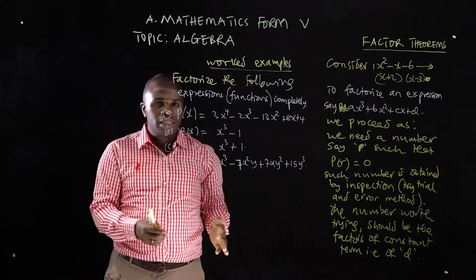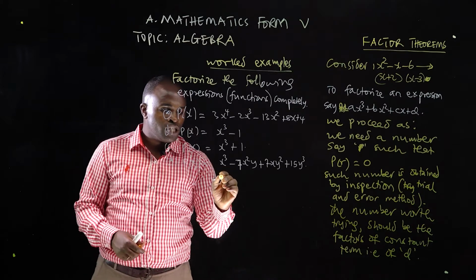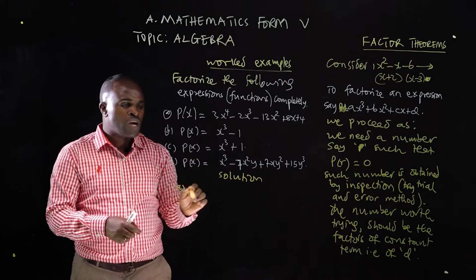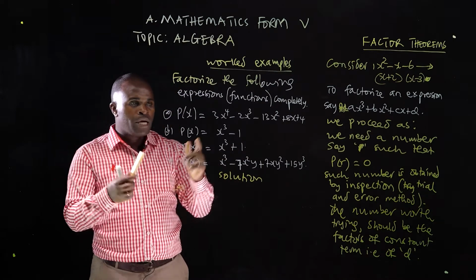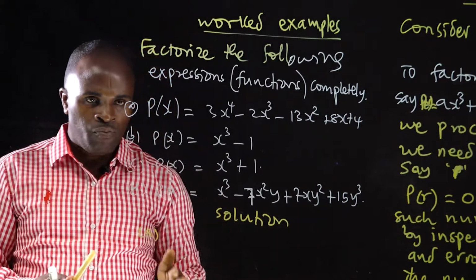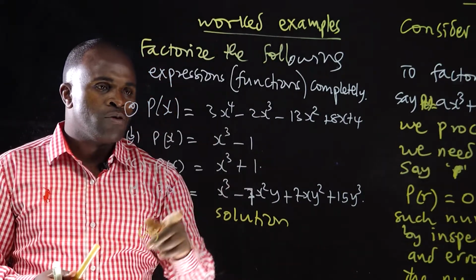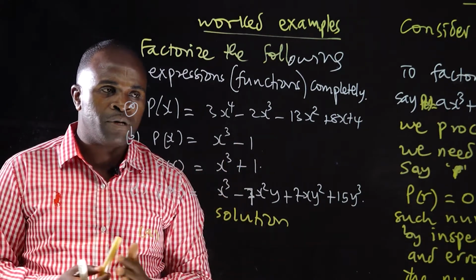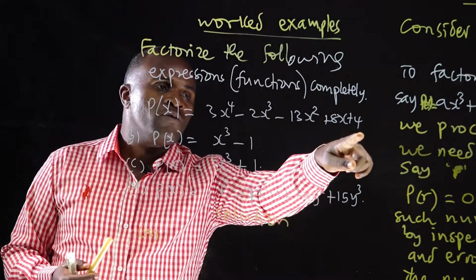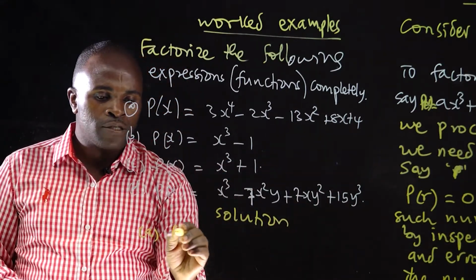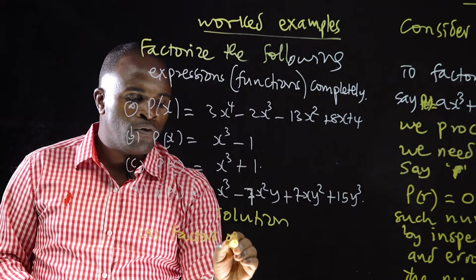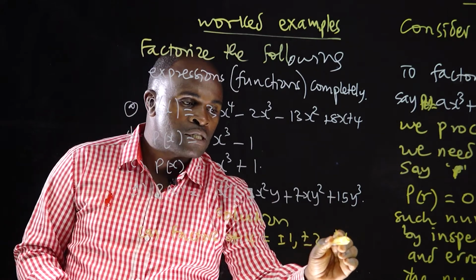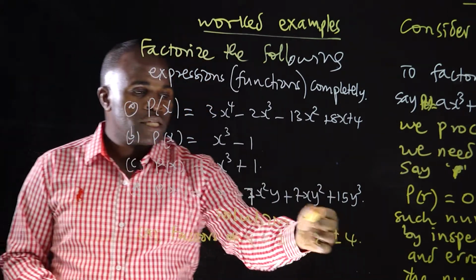Let us try just some selected ones. Solution with A. Here we need a number R such that P of R equals 0. By inspection, the numbers worth trying must be the factors of 4. The factors of 4 are plus or minus 1, plus or minus 2, plus or minus 4. So these are the numbers worth trying.